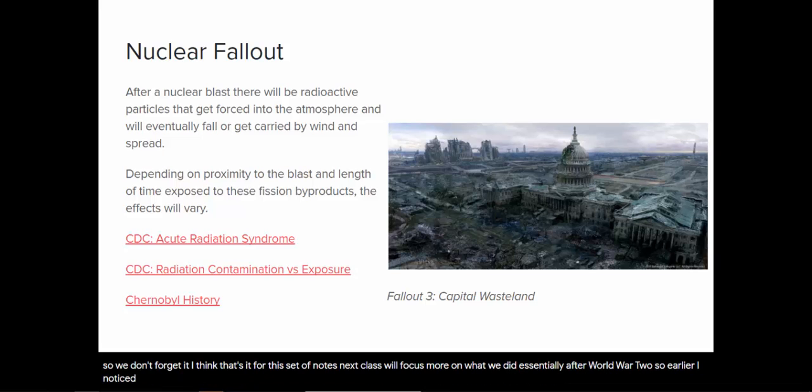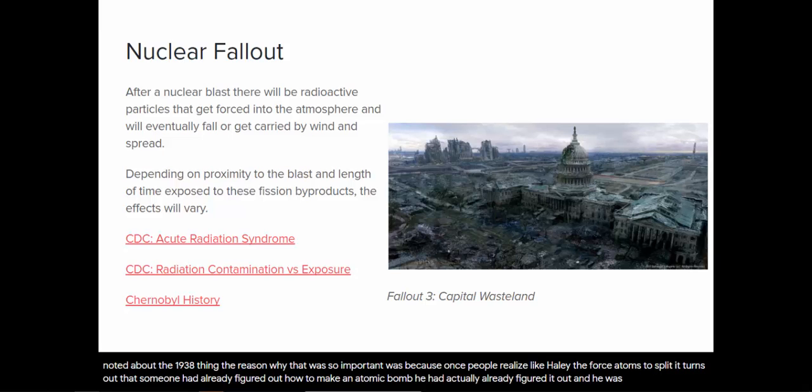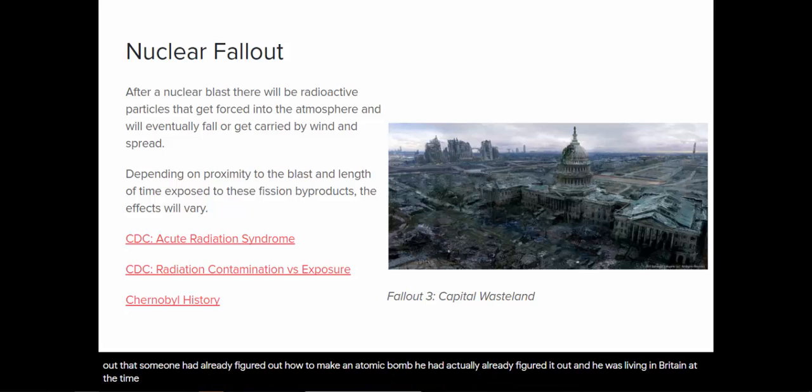So earlier I noted the 1938 thing. The reason why that was so important was because once people realized, hey, we can force atoms to split, it turns out that someone had already figured out how to make an atomic bomb. He was living in Britain at the time, and he had patented the world's first atomic bomb. That was actually back in 1932. So a patent existed 6 years before they figured out how to split an atom.